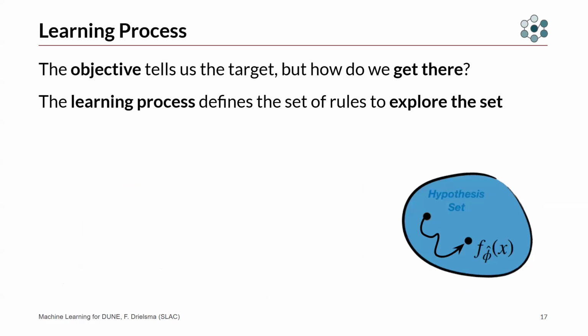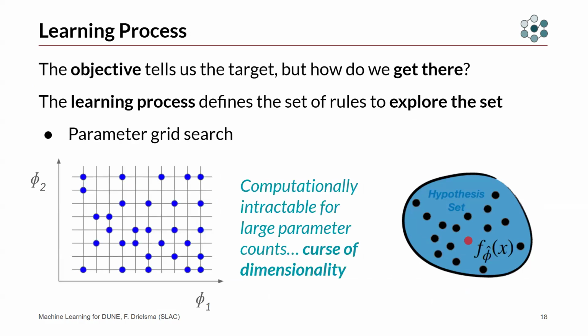Okay, so now let's talk about the learning process. I told you how we define a target and what kind of hypothesis set we can define, but how do we actually get to the best hypothesis in that set? There are different ways to go about doing that. One common way is parameter grid search, where you just try everything. Try every possible parameter combination. If you have a function of 2 parameters, you can sample within that space a bunch of different combinations of these 2 parameters, compute the loss for each, and then pick the one that minimizes the loss. So it's kind of a brute force approach.